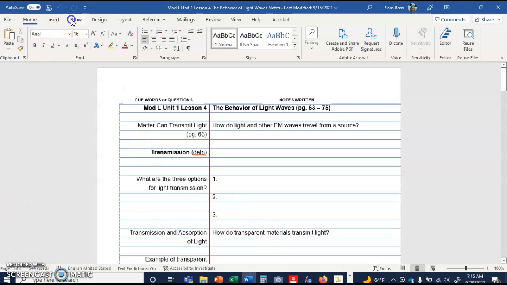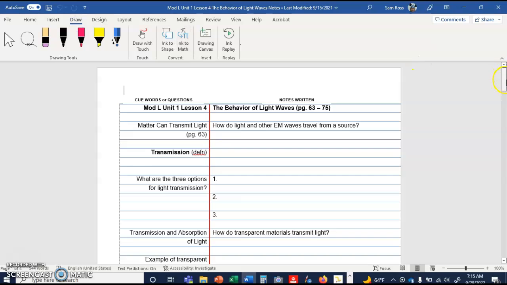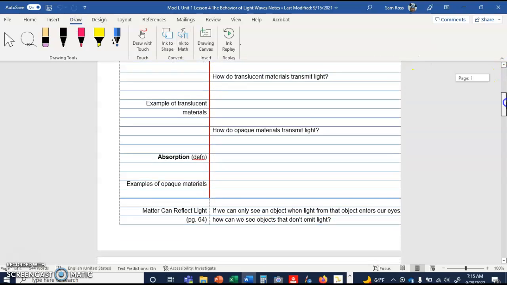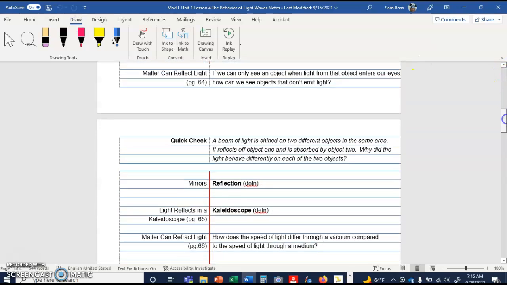Let me go ahead and get into it. All right, so here's the first quick check. It says a beam of light is shined on two objects. Let me see if I can find this. Two different objects in the same area.